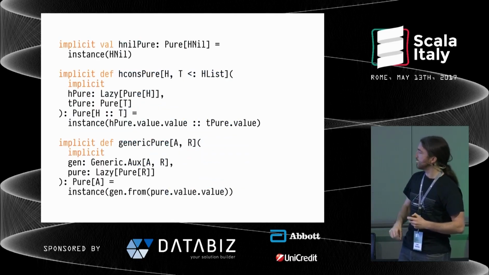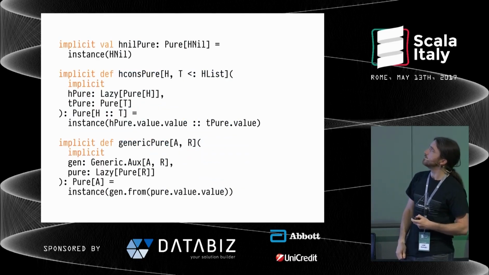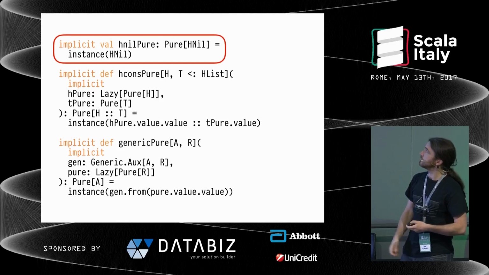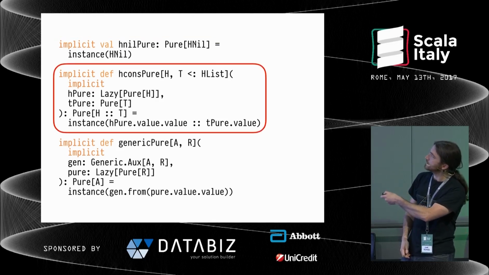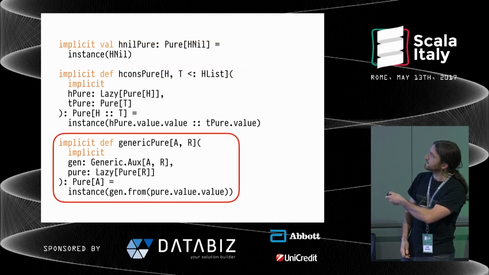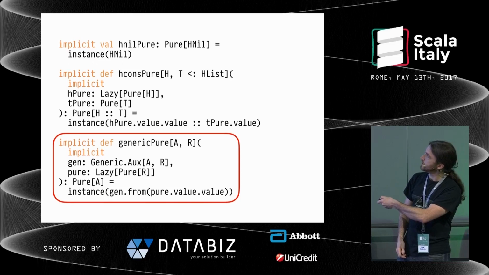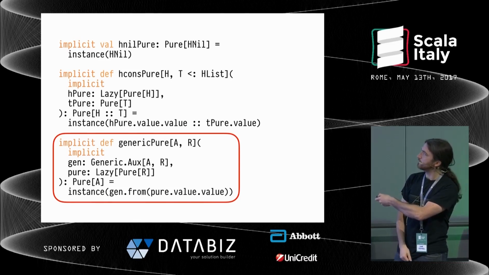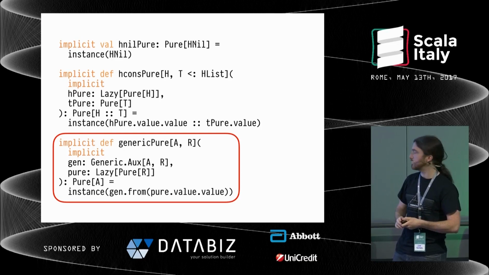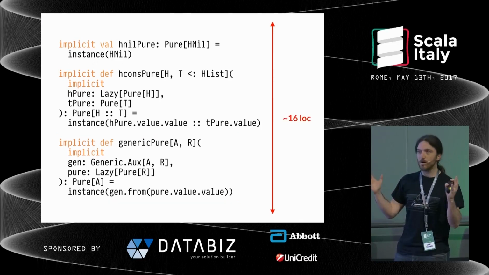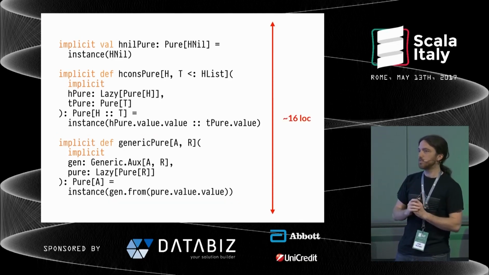And this is the code. Oh, I lied when I said I wasn't going to show you the code. There's an instance of pure for an empty H-list, an instance of pure for an H-list with a head and a tail, and an instance that says, well, I'll give you a pure for any type A, provided Shapeless can tell me what H-list it has, and I can get a pure for that. So there's a bunch of details in here, which we're going to skip over. There's other talks which I'll reference at the end where we can dive into the details. But in about half the code, we've solved the same problem.